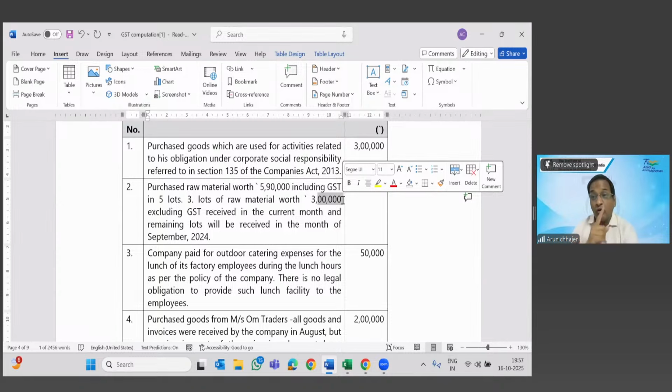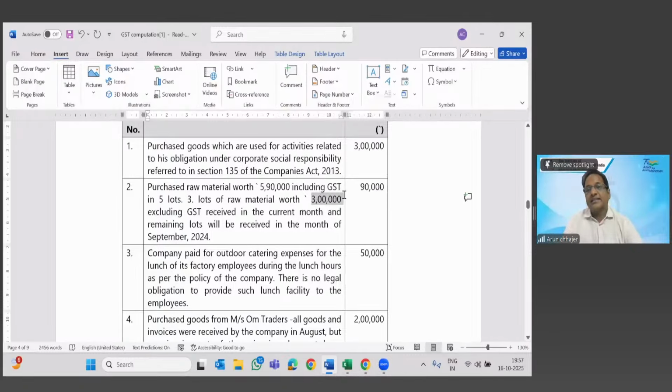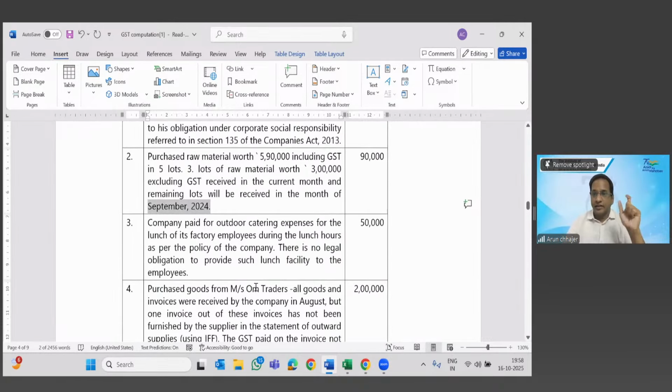No. Why no? Because you cannot claim the ITC till you receive the entire lot. On the receipt of the last lot, you are entitled to take the ITC, correct? So in this case, the ITC would be available only on the receipt of the last lot, that is in the month of September. Absolutely correct. I am not solving the problem in the Excel sheet, I'm just discussing with you.